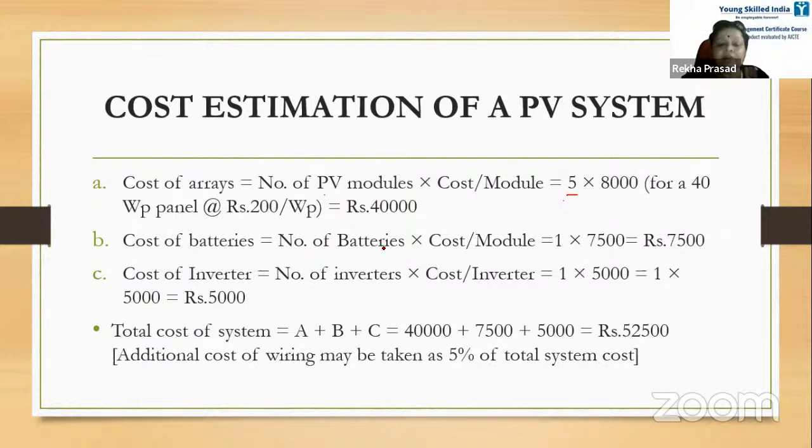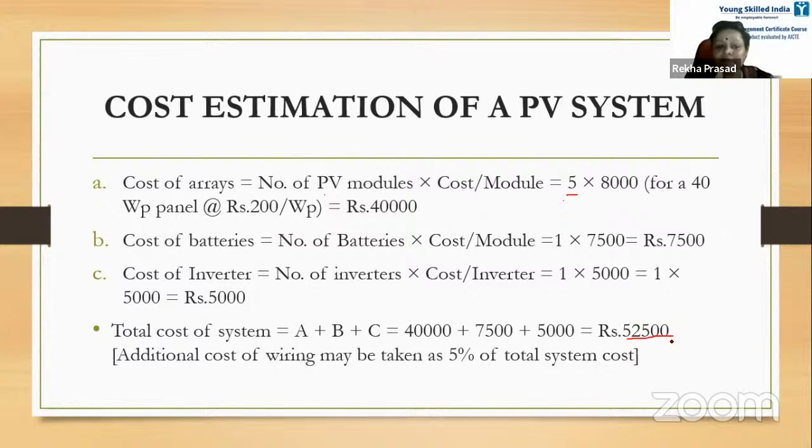Cost of battery, number of batteries into cost per module. So it is 1 by 7,500. These are based on some assumptions. Cost of inverter, number of inverters into cost per inverter, that is coming to 1 by 5,000. So it is 5,000. The total cost will be cost of array, cost of battery, and cost of inverter. All together, it's giving you 52,500.